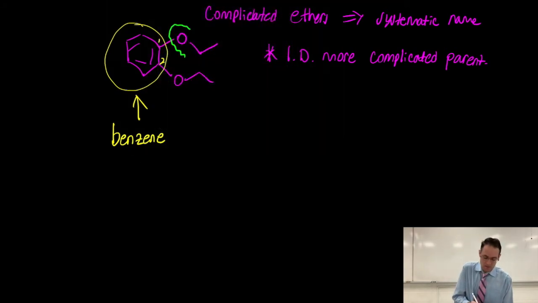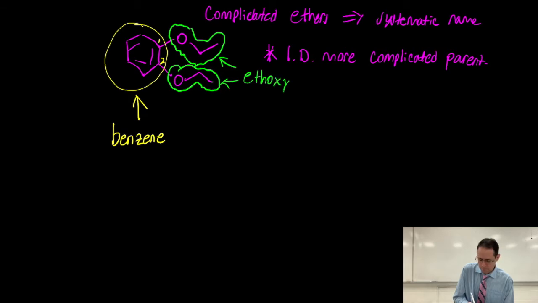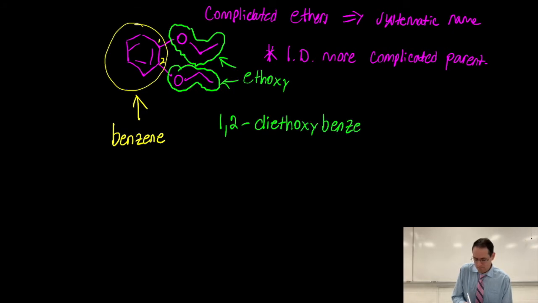Now, the names of these substituents are going to be called ethoxy. All right? Ethoxy. So it includes the ethyl group and the oxygen. And so the name of this would be 1,2-diethoxybenzene. Okay, so we have no kind of clue in there that that's an ether based on the ending of the name. Let's do another couple ones.